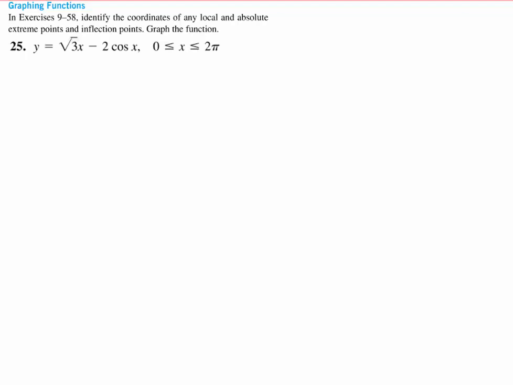Here we are going to fully analyze this trigonometric function by finding any extreme points, both local and absolute, and points of inflection. So we're going to expose everything we know about this function. That means we did things like find extreme values.